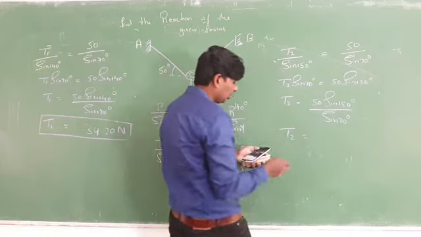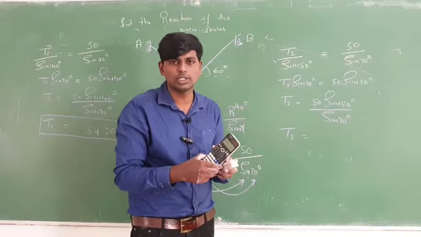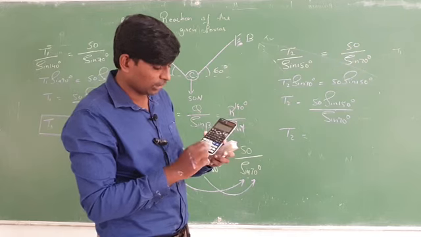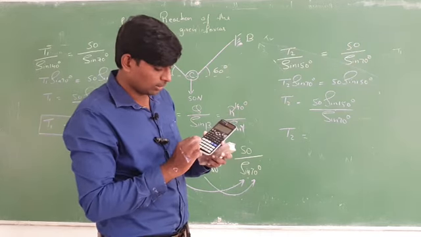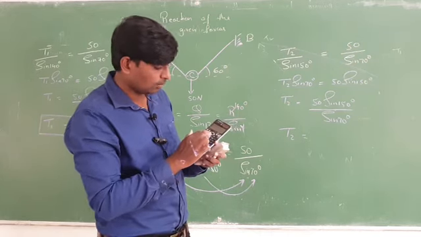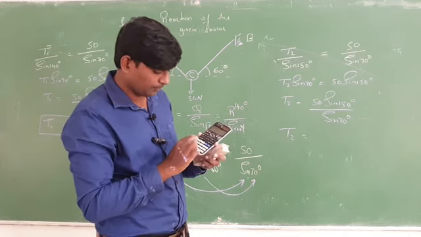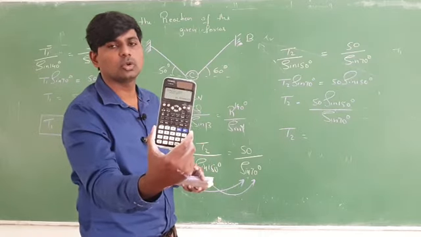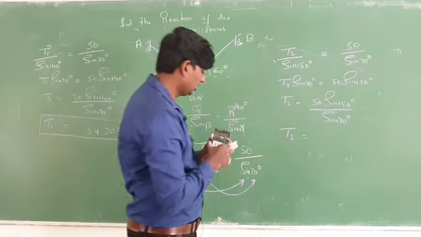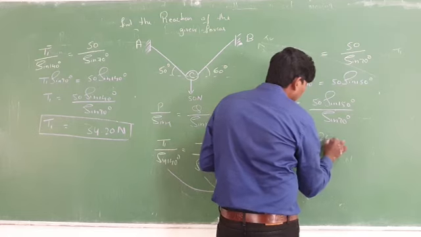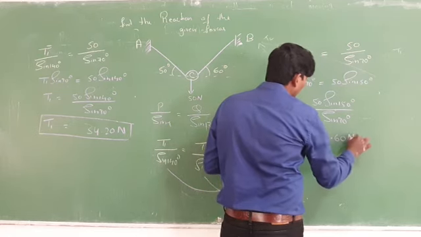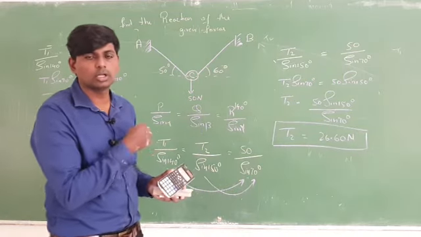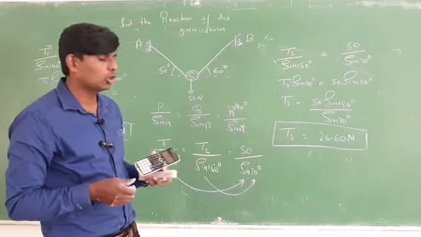So T2 is equal to, again you have to use the fraction button here. 50 into sin 150 by sin 70. Like this, if you press, it gives 26.60 Newton. With the help of that, you got the value of T2. First you got the value of T1, and here you got the value of T2.